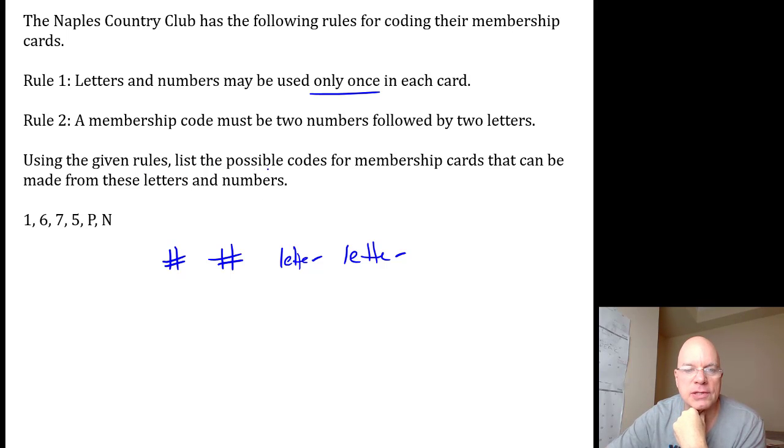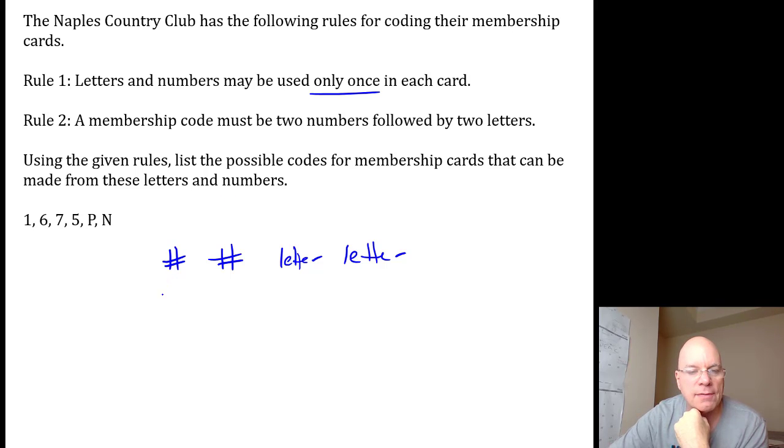Using the given rules, list the possible codes for membership cards that can be made from these letters and numbers. I mistakenly thought they were going to ask us how many codes could be made. Let's do that problem and then let's answer the question that's being asked.